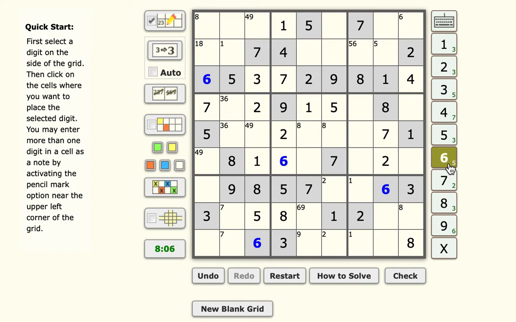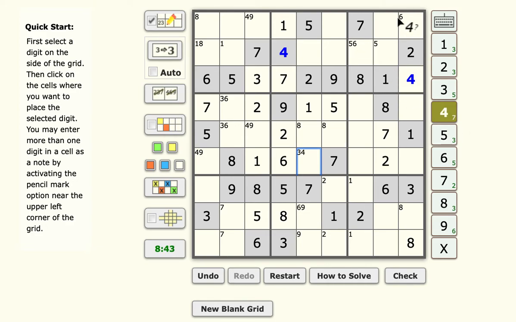6 did not help us much. What do we have missing here? We have 1, 2, 3, 4, and 8 missing, right? There's an 8 here, so this has to be a 3 or a 4. And here, 1, 2, 3, 6, and 8 missing, but they can be anywhere, 3, 6, or 8. That doesn't help us. What about here?